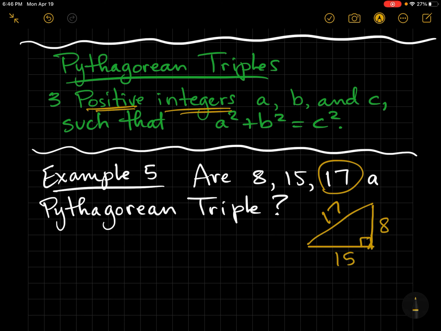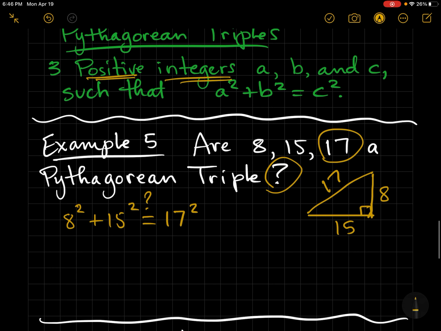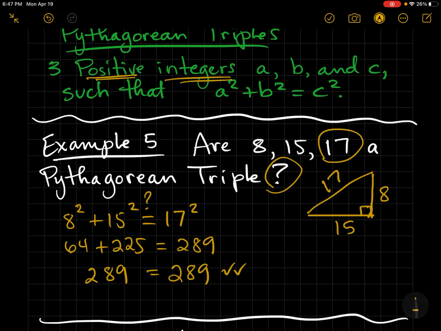And so I would say, is 8 squared plus 15 squared equal to 17 squared? And notice there's a question in my voice. Is it equal? Answering the question. So that'd be 64 plus 225. Does that equal 289? Hopefully you know your perfect squares. And that is 289. So I could definitely say, yes, these are a Pythagorean triple.